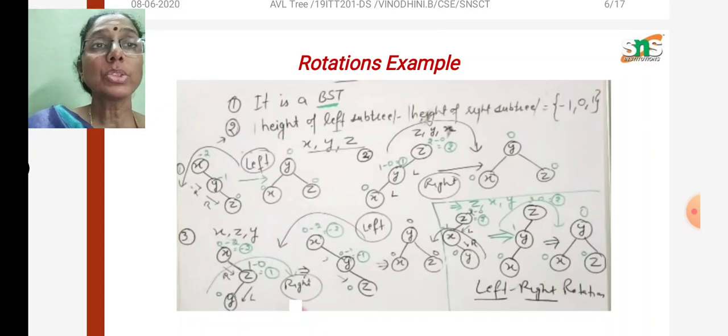This is the introduction to the AVL tree and how we can do the rotations in the AVL tree when the tree is imbalanced.